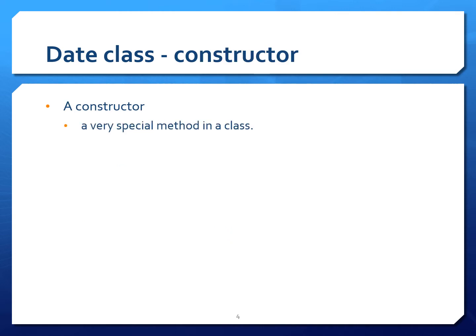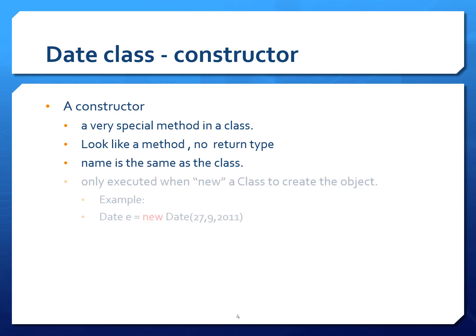A constructor method is a very special method in a class. It looks like a method, except that it does not have a return type, and its name is the same as the class. A constructor is only executed when we new a class to create the object.